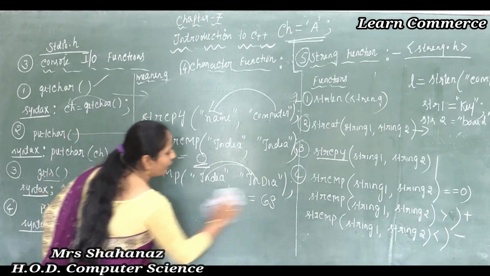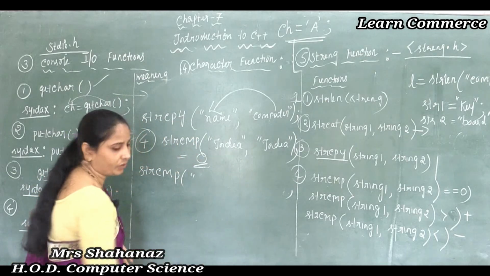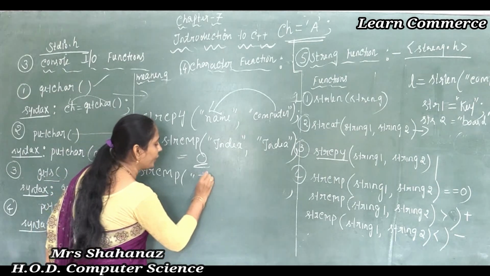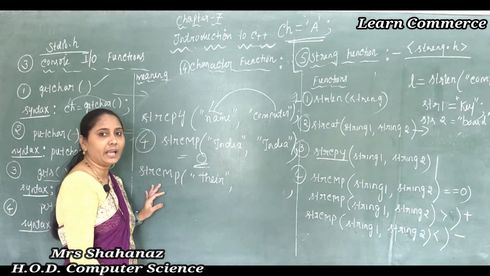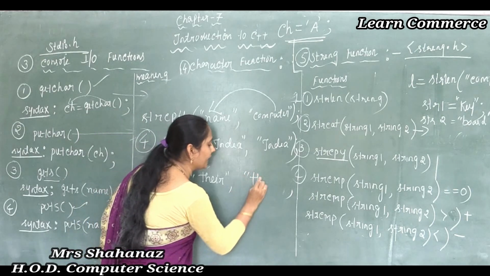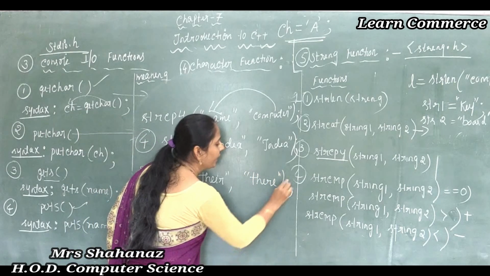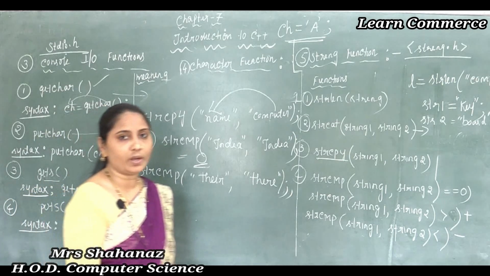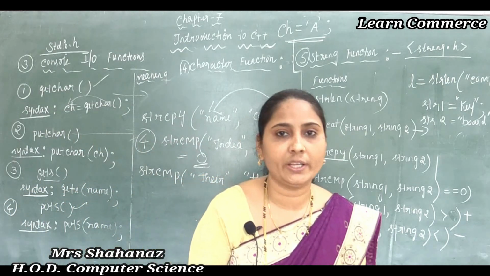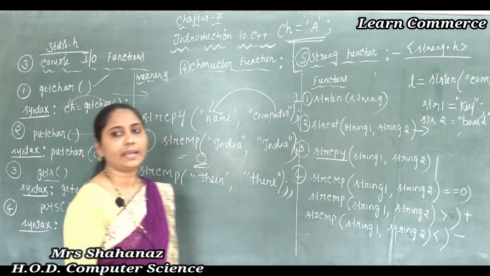Now let's talk about the third example. Maybe if you are using THEIR and here THERE. Okay, so the third example I am providing: if string 1 is less than string 2, then it is going to return a negative value.